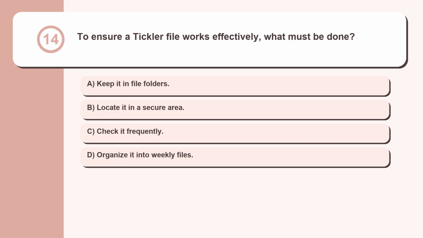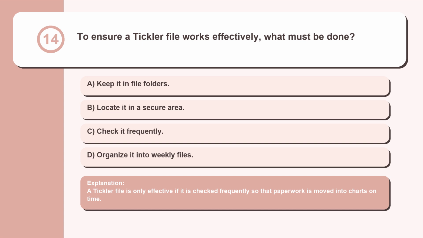Question 14. To ensure a tickler file works effectively, what must be done? Here are your options. Option A. Keep it in file folders. Option B. Locate it in a secure area. Option C. Check it frequently. Option D. Organize it into weekly files. Explanation. A tickler file is only effective if it is checked frequently so that paperwork is moved into charts on time.